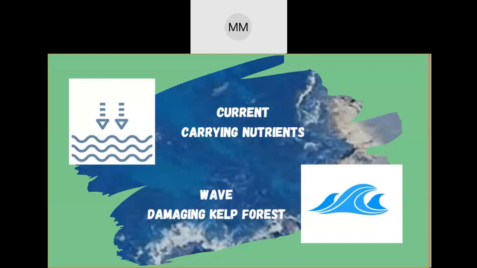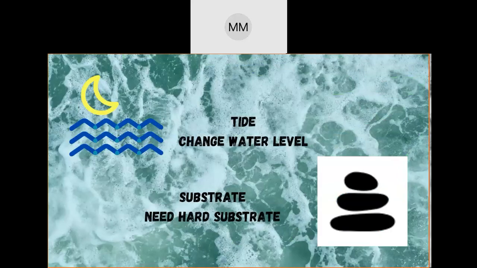Next, waves. Strong waves are an unfavorable condition for kelp because they can damage parts of the kelp, such as the blade. Also, waves can change the position of the kelp. So that's why they need a strong substrate. Next is tides. Tides cause changes of water level, causing the kelp to be exposed on the surface periodically, fluctuating with the incoming and outgoing tides.